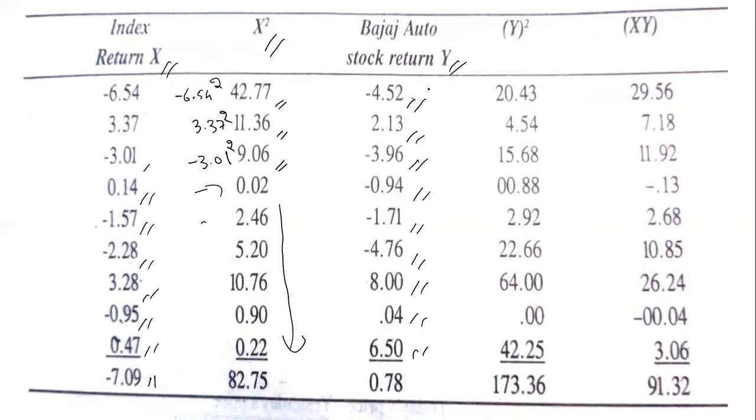Okay. Now we will square the values of the stock return that we have calculated. So minus 4.52 squared will become 20.43. 2.13 squared will be 4.54. Minus 3.96 squared will be 15.68. Same thing we will do for all. After squaring them all, we will get all these values. Now we have to sum it up.